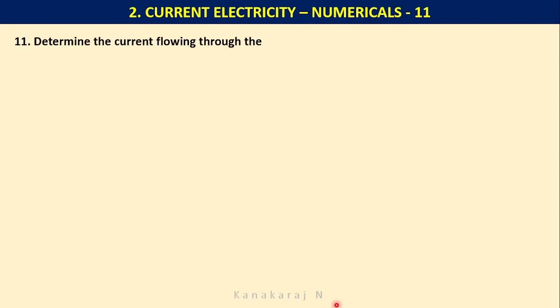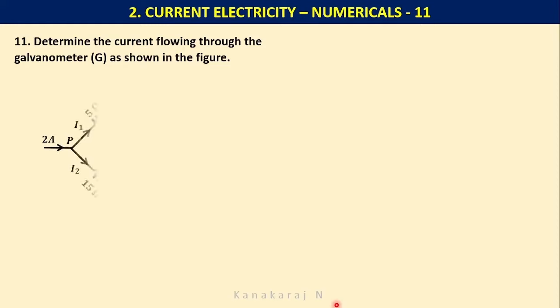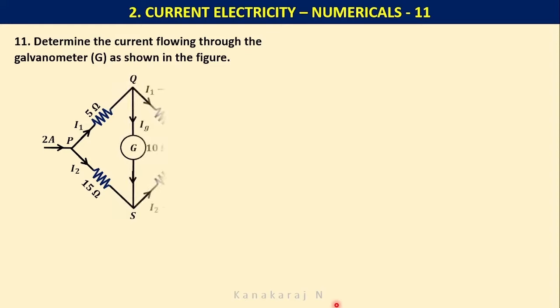Determine the current flowing through the galvanometer as shown in the figure. Look at the diagram. Here 2 ampere enters the circuit. It becomes I1, I2 from the point P. I1 reaches Q and splits into Ig and I1 minus Ig.